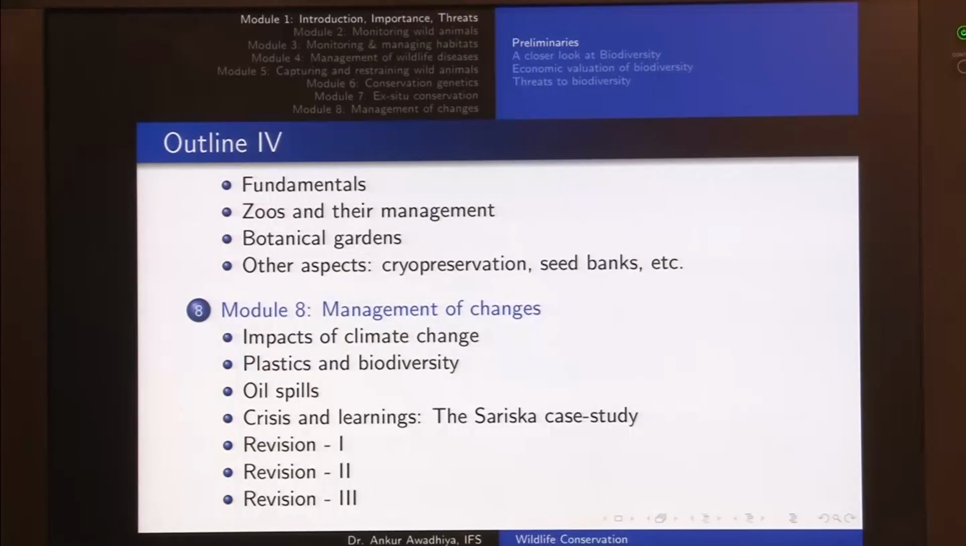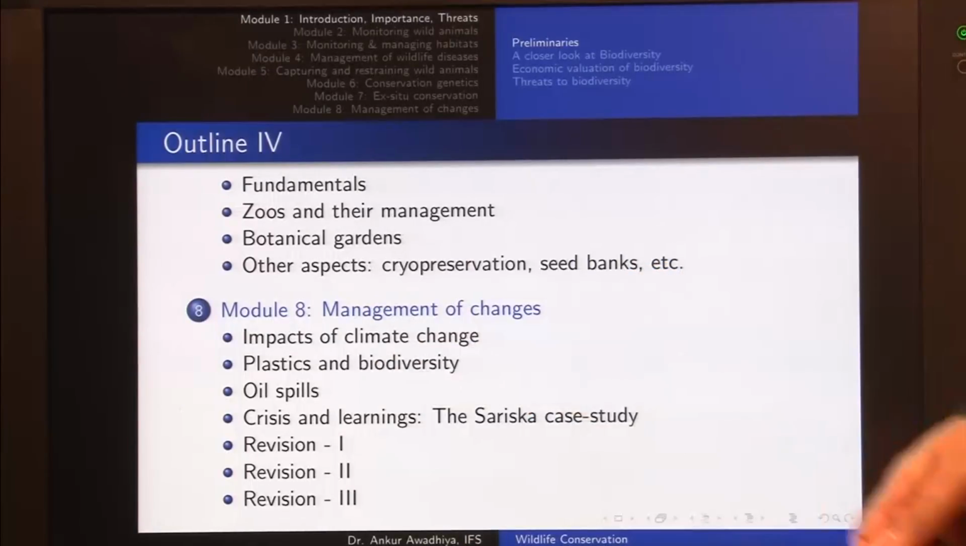In the last module, we will be looking at the management of changes. So, for instance, these days there is quite a lot of talk about climate change, the impacts of climate change. So, how does climate change impact our wildlife? What can we do to prevent climate change, and also what kind of adaptation measures can we put in to our reserves, so that our animals are able to survive this climate change. Then plastics in biodiversity. So, this being a year of plastics, so we will also have a look at what sorts of impacts is this having on our wildlife and how can we counter those.